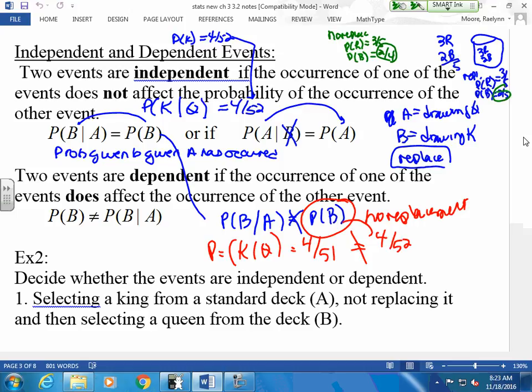I could reverse it too. I could say, first time through, I pull a blue. 2 out of 5. I keep it in my hand. Then I pull a red. 3 out of 4. It's changing. So if something changes that probability, it's because it was dependent on what happened first. It's a dependent event.